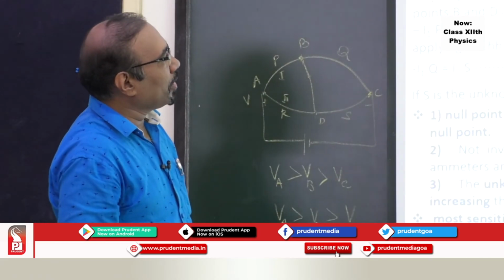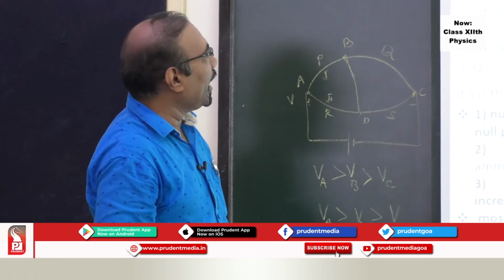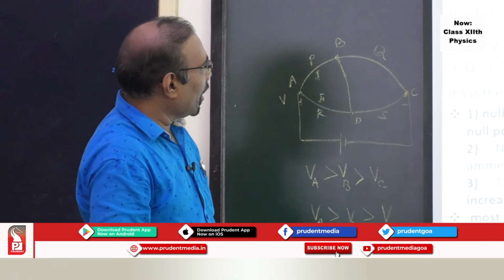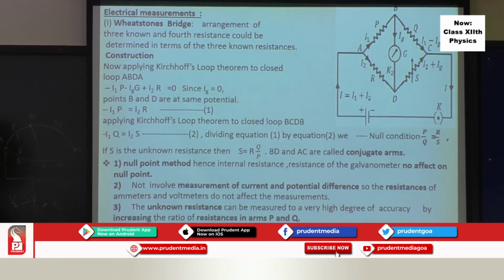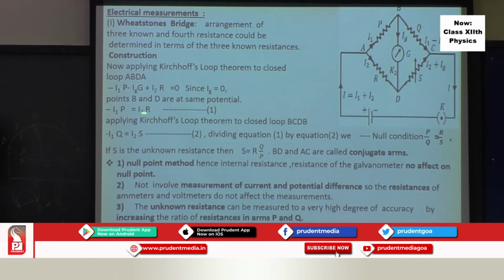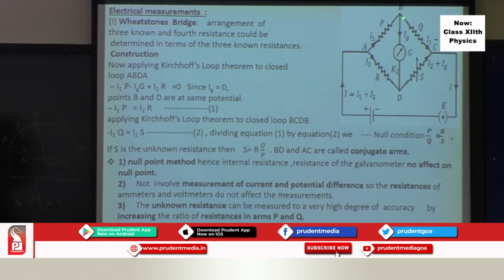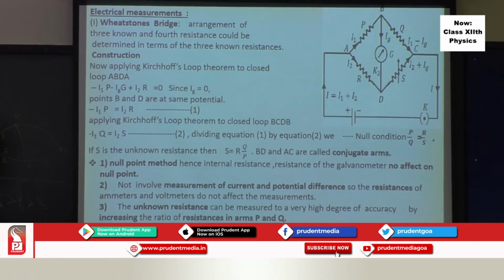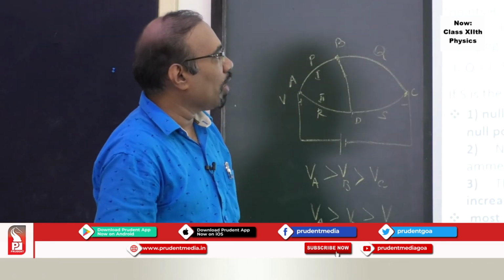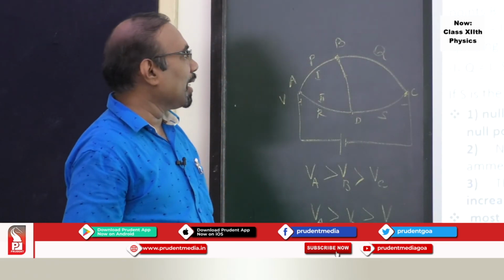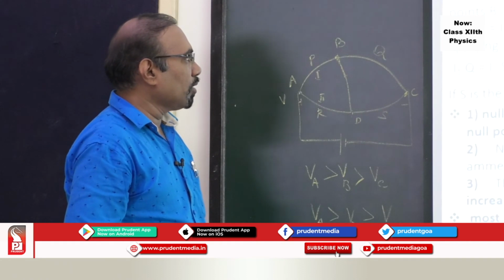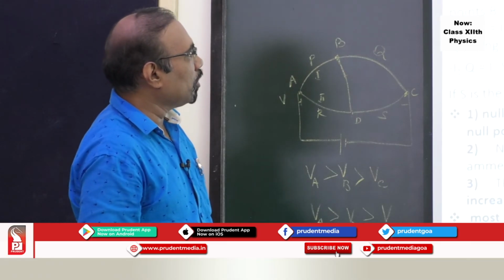If you apply the loop theorem for A, B, D, A, you will have this relation: -I1P, plus IG G, plus I2R is equal to 0. Now since B and D are at the same potential, IG is equal to 0. Put that, you will get this equation. Likewise, I can apply the loop theorem to B, C, D, B, and you get this equation. Compare these equations, you will get P by Q is equal to R by S. This is called the null condition. And you can find the unknown resistance S or R by using this formula.